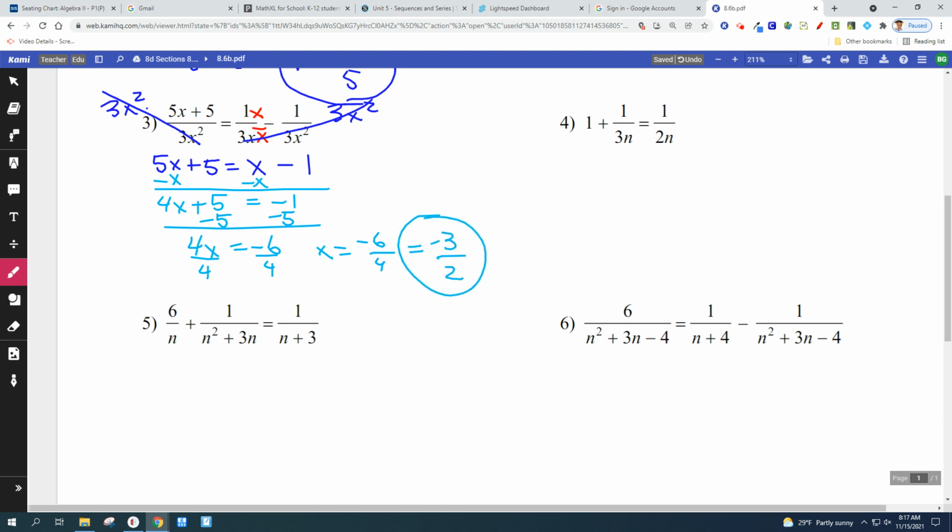Now check your answer. By checking my answer, all I'm doing is making sure that that number's not going to make 0 on the bottom of a fraction. Well, I know x can't equal 0 because 0 is going to make 0 on the bottom of a fraction. So my number checks out. My number's fine. Negative 3/2, that's okay.